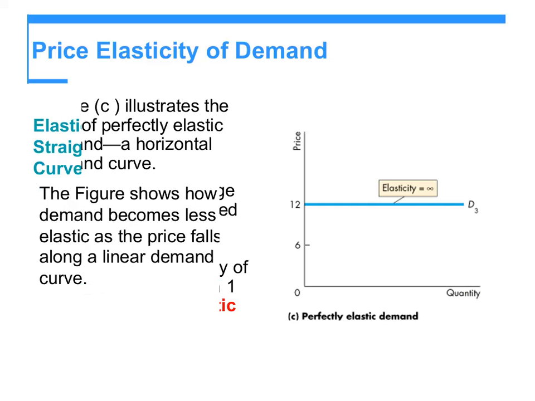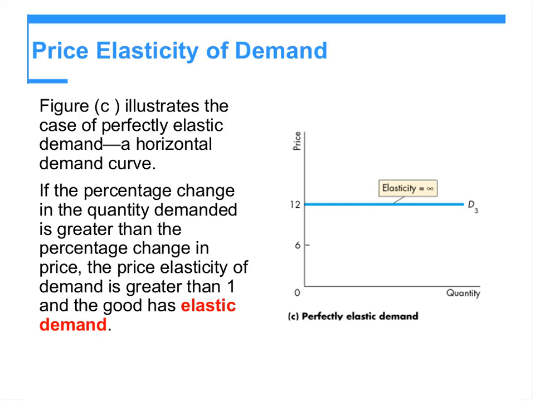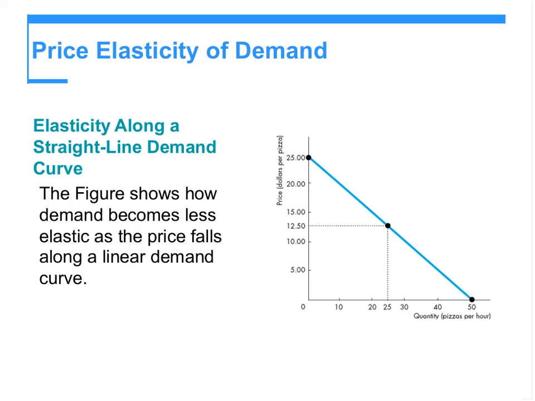So we were discussing just now this, and now I'm going to go for this one. Price elasticity of demand, elasticity along a straight line demand curve. The figure shows how demand becomes less elastic as the price falls along a linear demand curve. When you have a linear demand curve, it's a straight line, okay, this is what will happen. Let's further show how demand becomes less elastic. Less elastic means it doesn't really get influenced by the price changes, not really sensitive to price change.